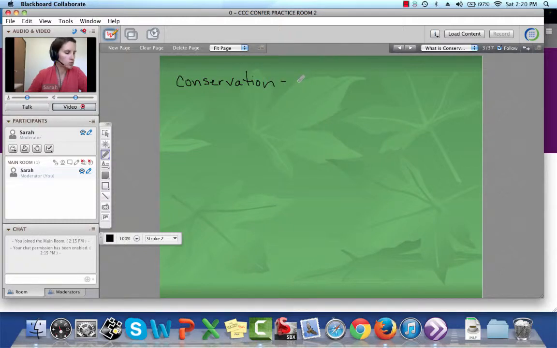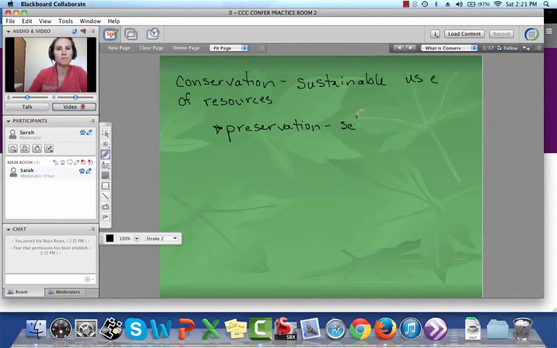The definition of conservation, excuse me as I flip through my notes here, is the sustainable use of resources. Now, notice I didn't say preserving resources. A lot of people think of preservation when we think of conservation, or setting it aside and not touching it. And that's a part of it, definitely, but it's not the whole thing.